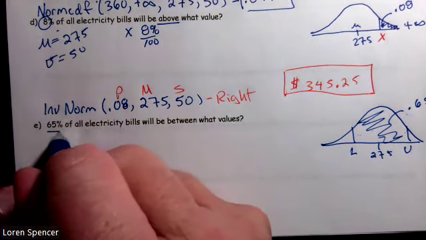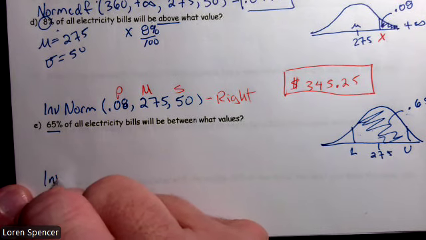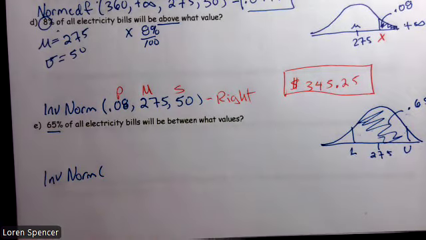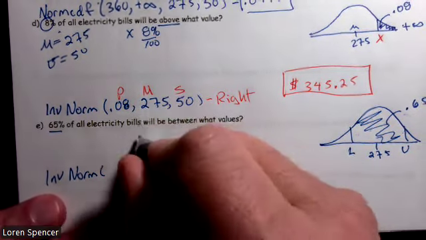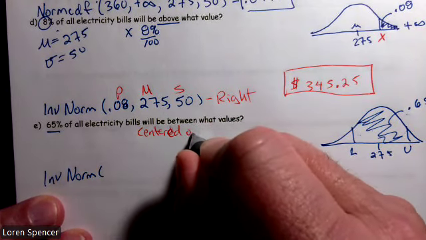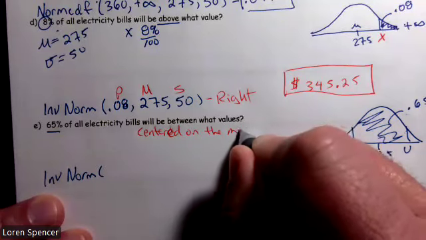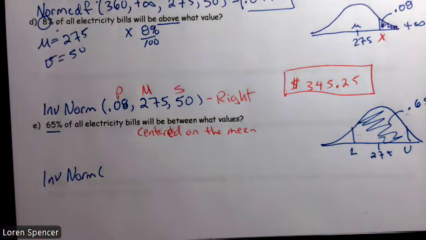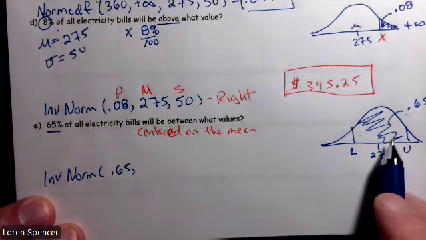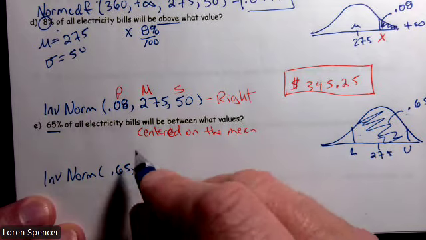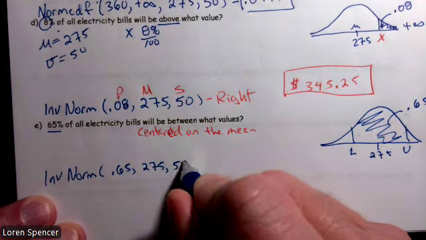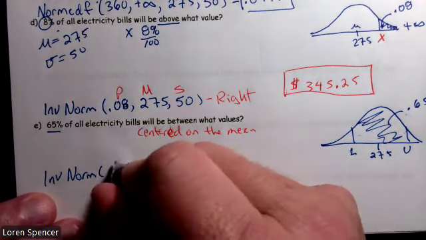Because they gave us a percentage, that lets me know it's an inverse norm. And this should have said centered on the mean. So inverse norm, and we're going to put 0.65. Our mean of the population was 275. Our standard deviation for the population was 50.